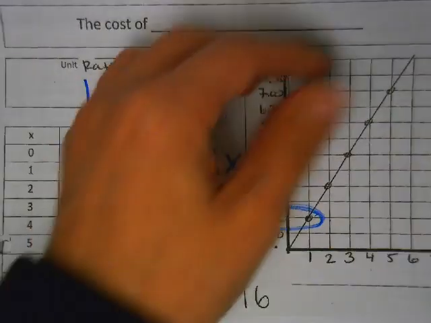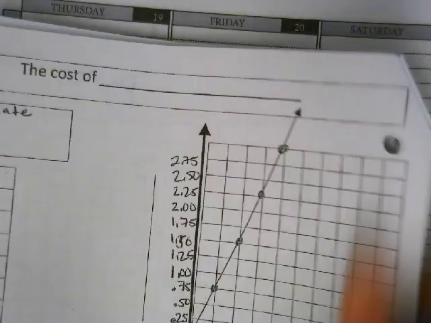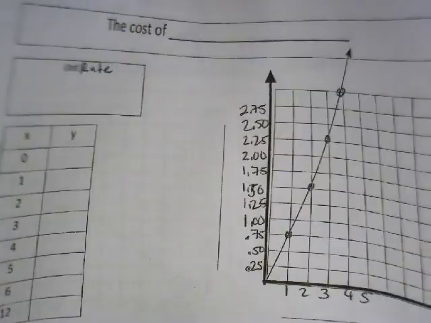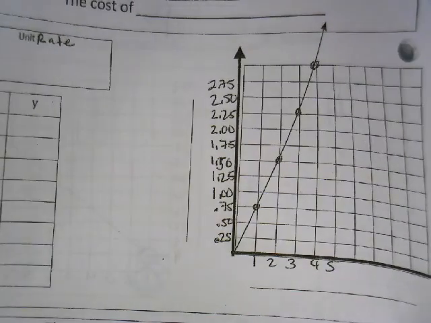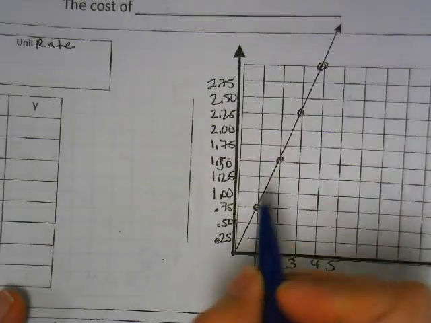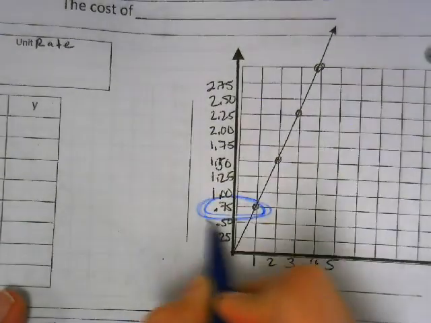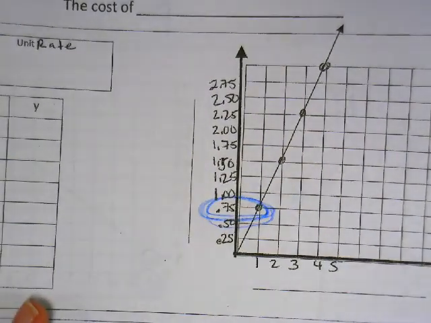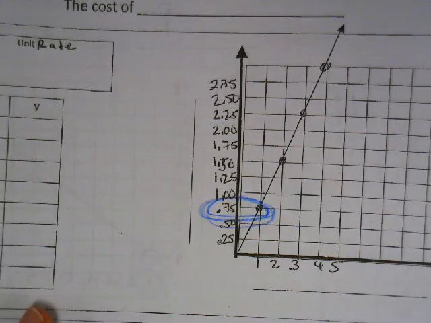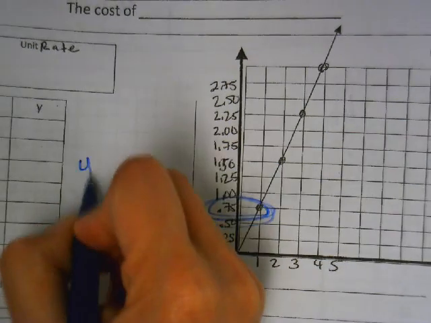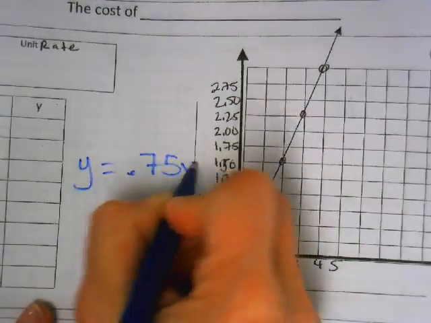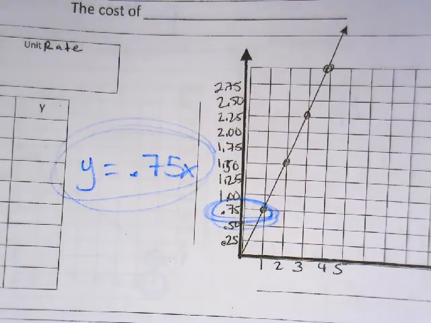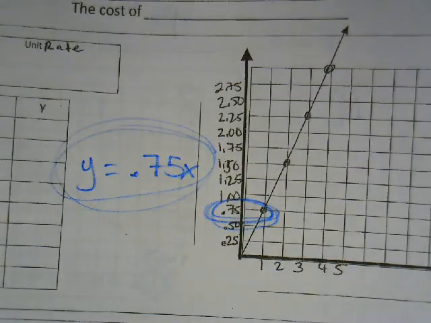All right, let's look at page 17. What was the unit rate for page 17 on the top? 0.75, right? So who can raise your hand and tell me what would be the equation for this top one? Very good. Y equals 0.75x. So right now we're worried: do you have your equations? I wasn't sure if you had them from yesterday.